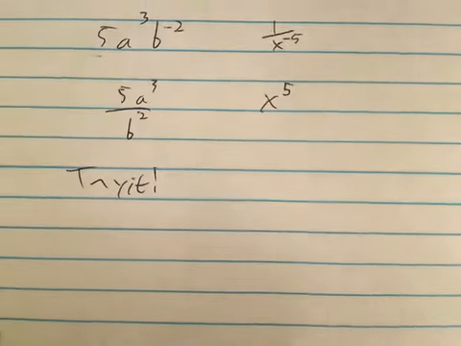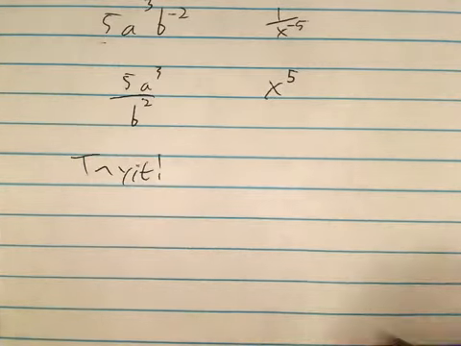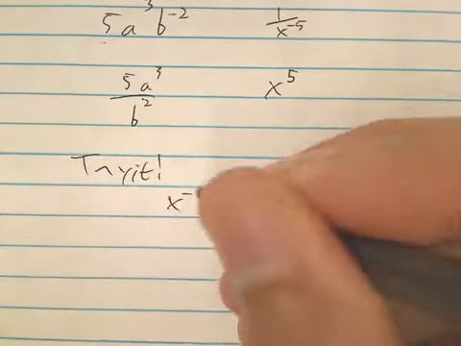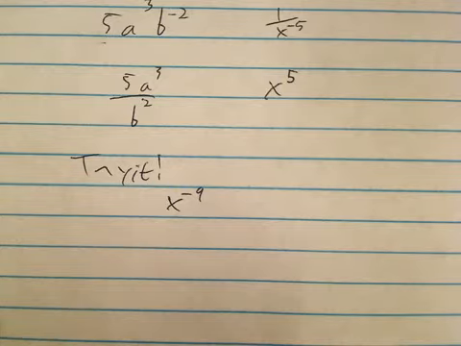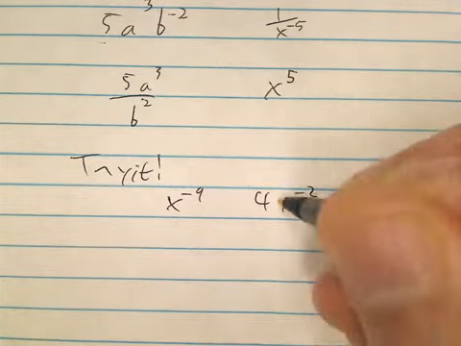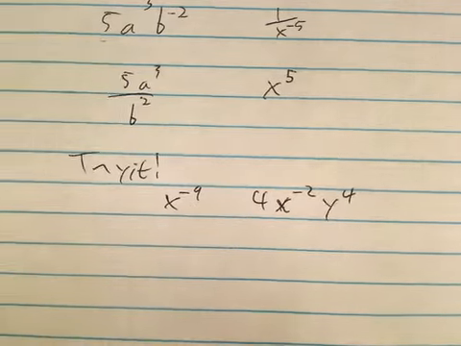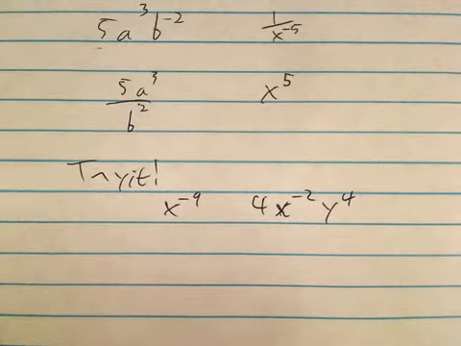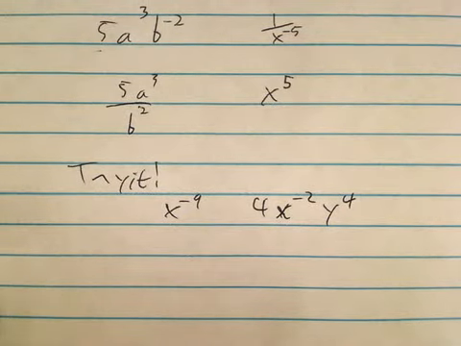Okay, so let's try a couple here. X to the negative 9th power, and 4x to the negative 2, y to the 4th. Okay, go ahead and simplify those. In other words, write them without the negative exponent.